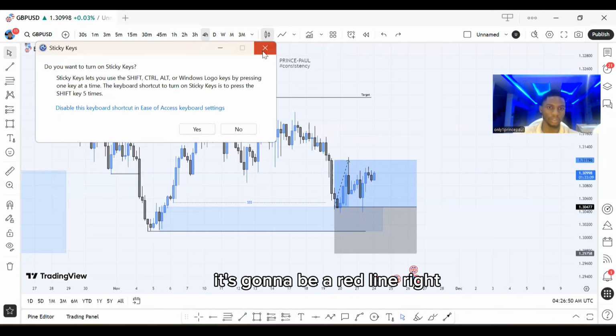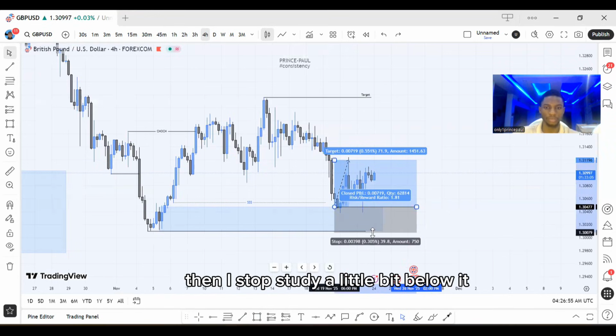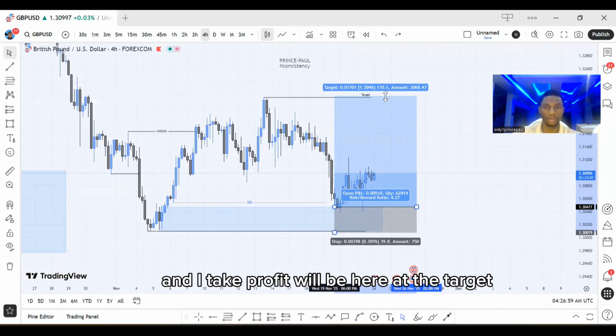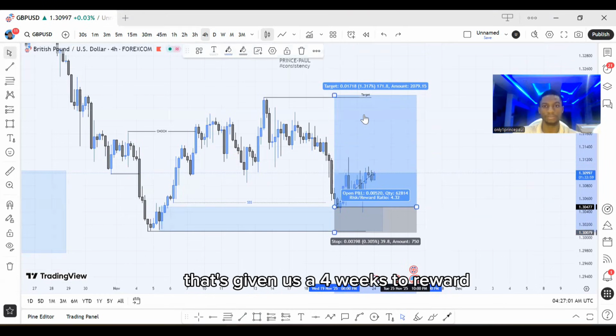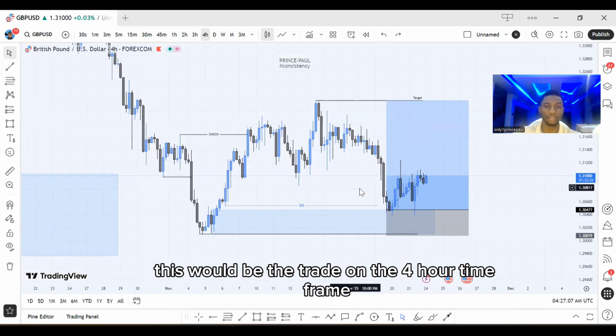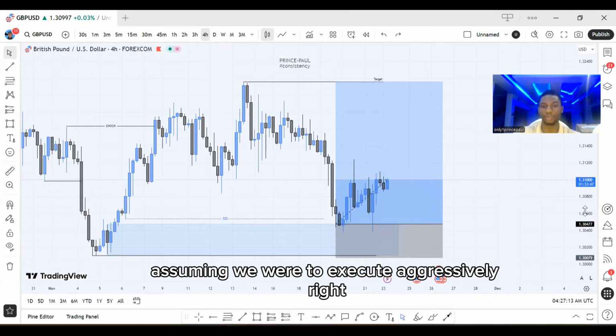It's going to be a red line, right? Then our stop should be a little bit below it. And our take profit will be here at the target. That's giving us a 4 risk to reward, right? 4.2 risk to reward.